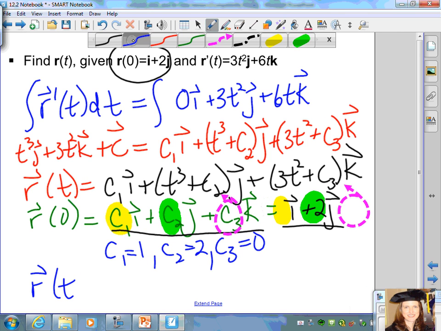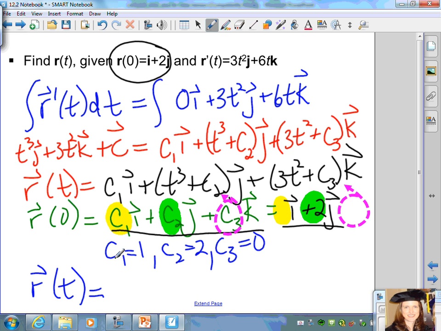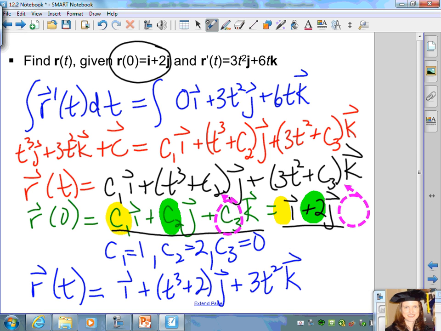r of t is equal to, let's go back to C1i, that's going to be i, plus t cubed plus C2, C2 is 2, that's your j component. And then the last component, the 3t squared plus C3, it's going to be 3t squared since C3 is 0, it's going to be your k. So our final answer can be written as shown here.